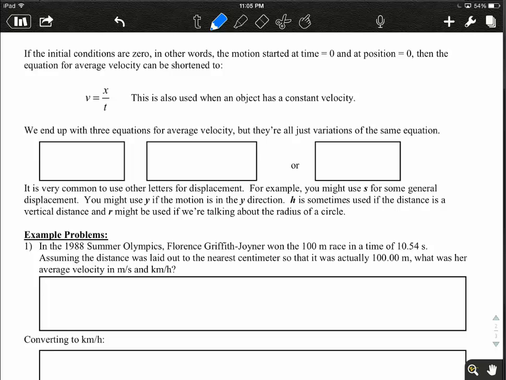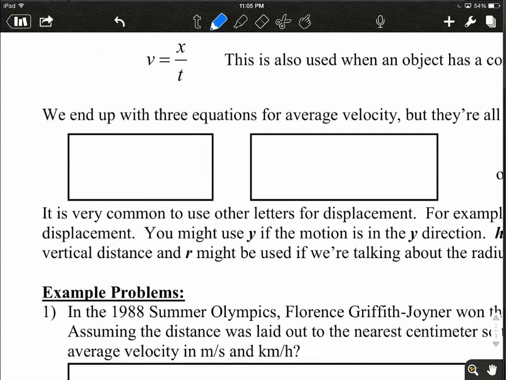Okay, looking at page 2. If the initial conditions are 0, in other words, the motion started at time 0 and a position of 0, then the equation for average velocity can be shortened to v equals x over t. This is also used when an object has a constant velocity. So there's different variations. You're going to see the same thing written different ways.